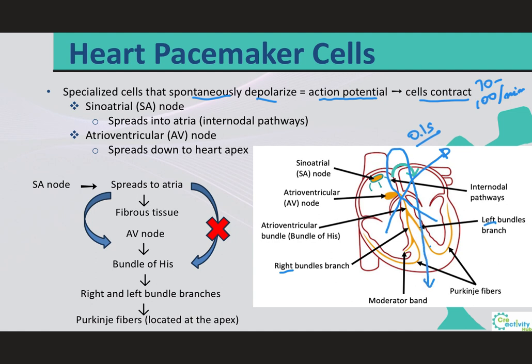Now, one thing that I want you to notice is that once the left bundle branch and the right bundle branch reaches the apex, they become the Purkinje fibers, which will be located at the apex of the heart. And then this is what will send the signal for the muscle cells in this area to start to contract. In addition, we can see that there's a small branch that will travel through the moderator band and also contribute to the contraction of the ventricle.